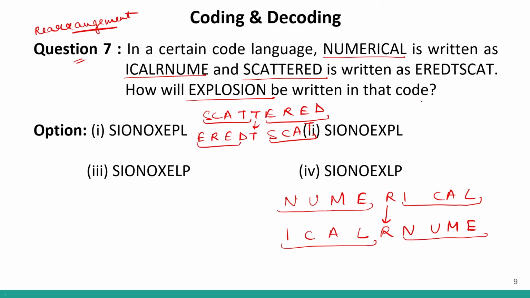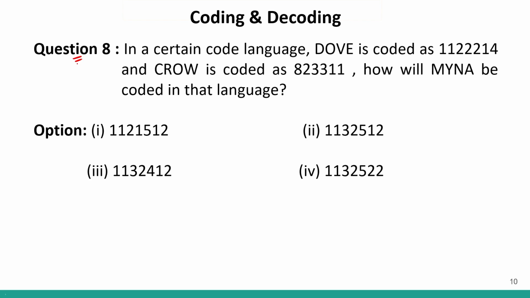So we will use the same concept for explosion as well. Correct? For explosion, the code will be, the middle letter is O, so it will not change position. The last 4 letters which are SION will be written here, and the first 4 letters which are EXPL will be written over here. So this will be a code which is SIONOEXPL, which is given in option number 2. So option number 2 will be the answer to this question. Clear? Now, moving on to question number 8. Question number 8, certain code language, dove is written like this, crow is written like this.